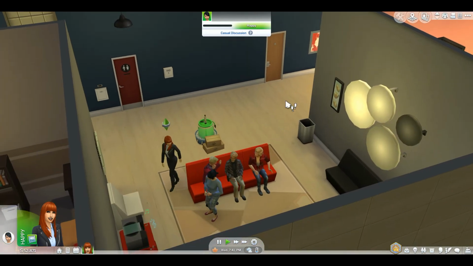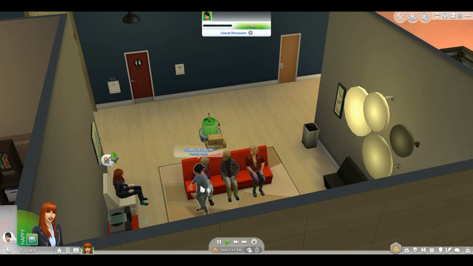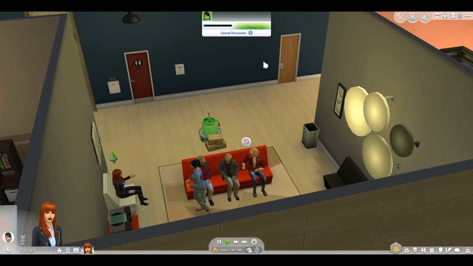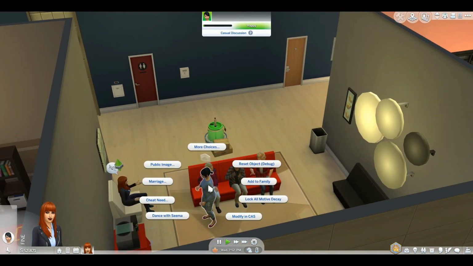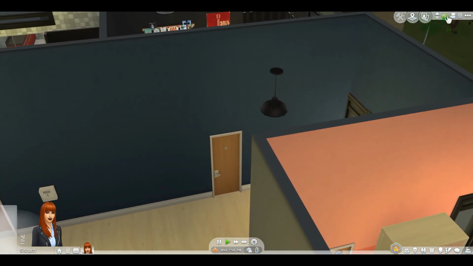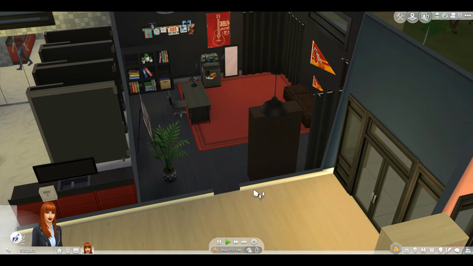Unlock. Let's see if she'll make a group with us. More choices. Wait, why don't we have it? Actions. Add to group. Okay. Can we reset her without it taking her out of the group? Yes, we can. Mwahaha. Hey, come in here. Go here together.